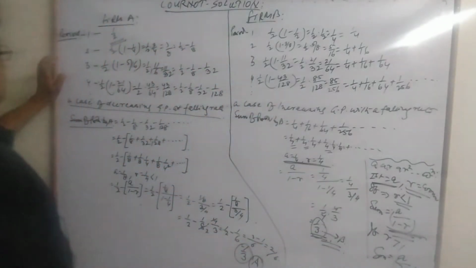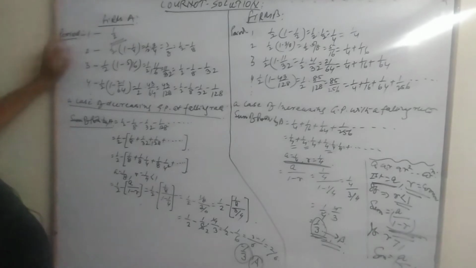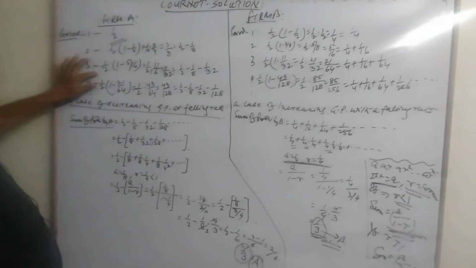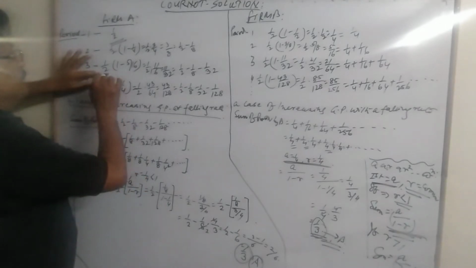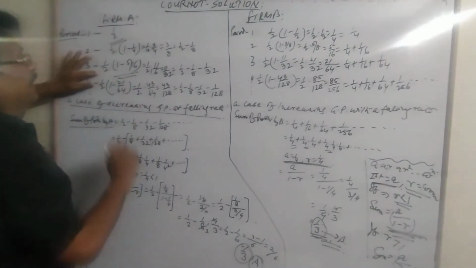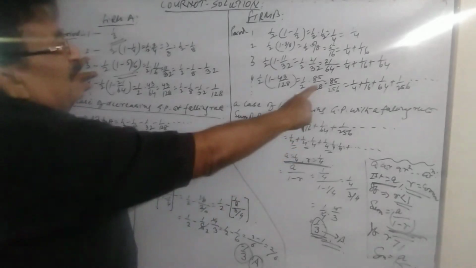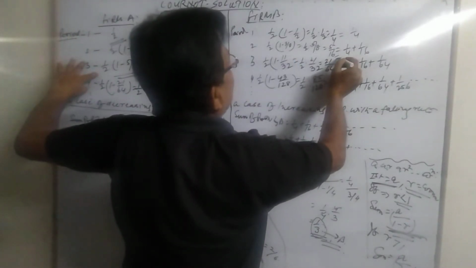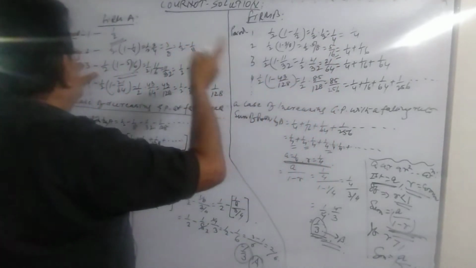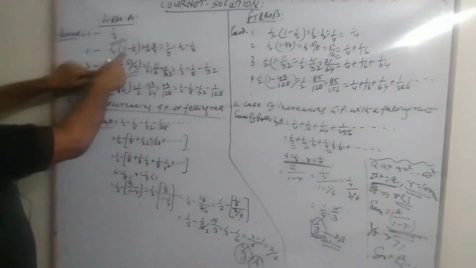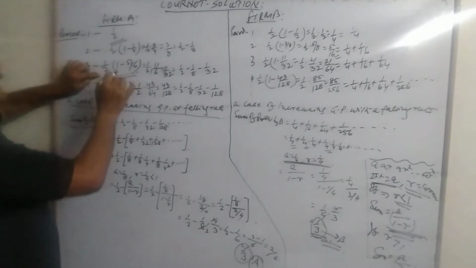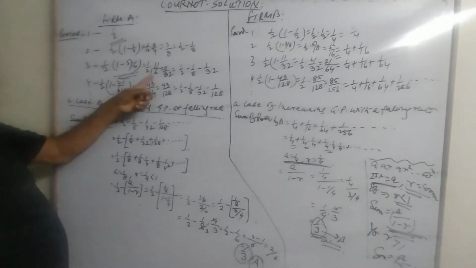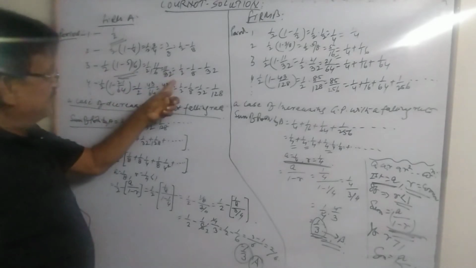Now coming to period 3. In period 3, what would firm A do? He would produce half of the remaining part. What would be the remaining part of the demand? In period 2, firm B produced 5 by 16. So in period 3, for firm A, the remaining demand would be 1 minus 5 by 16. That is half into 11 by 16 equals 11 by 32.